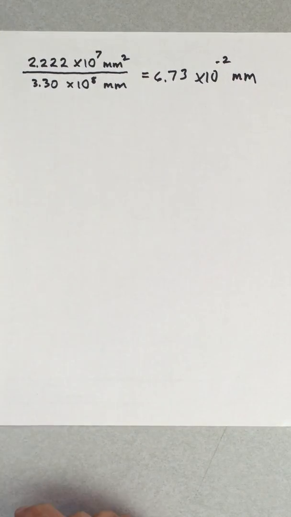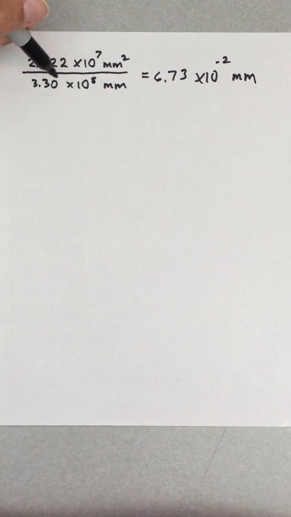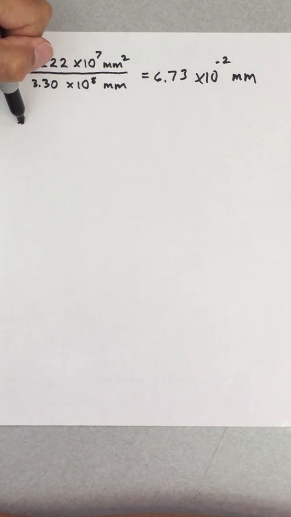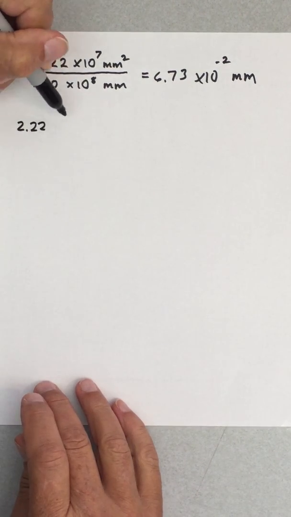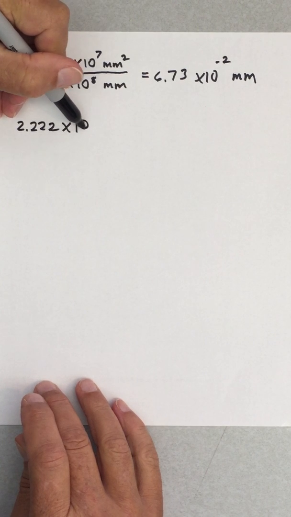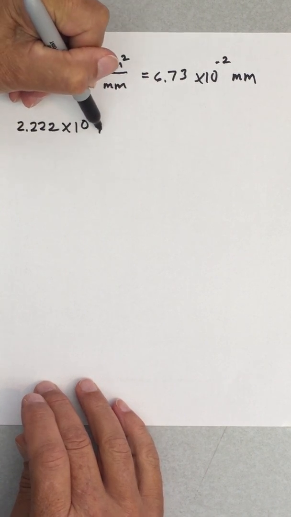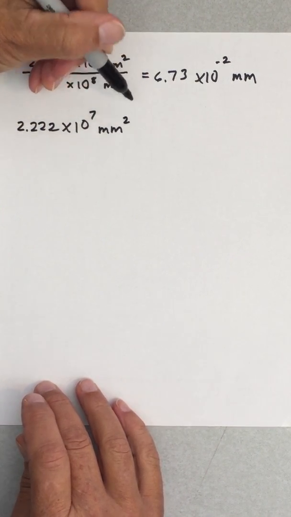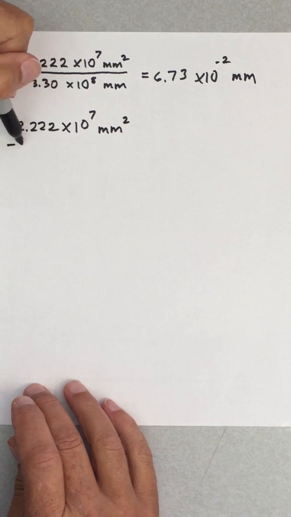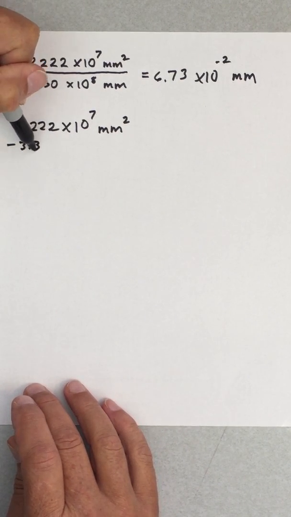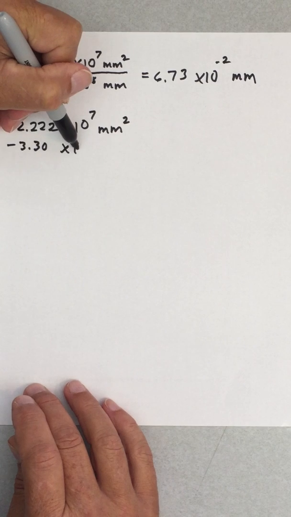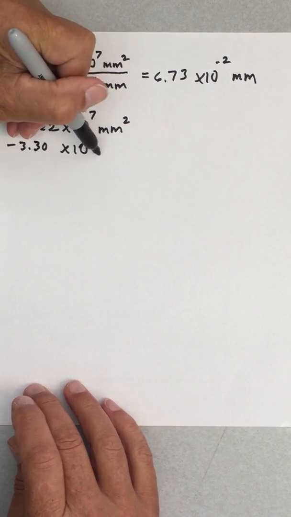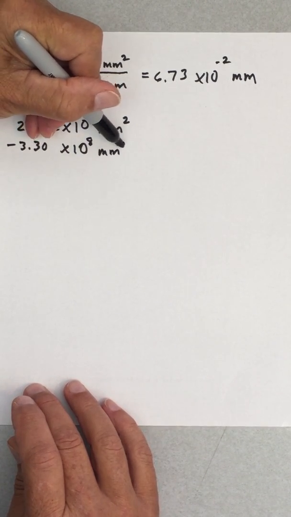I'm going to take these same two numbers and just manipulate them a little bit. So 2.222 times 10 to the 7th millimeters squared. And I'm going to subtract 3.30 times 10 to the 8th millimeters squared.